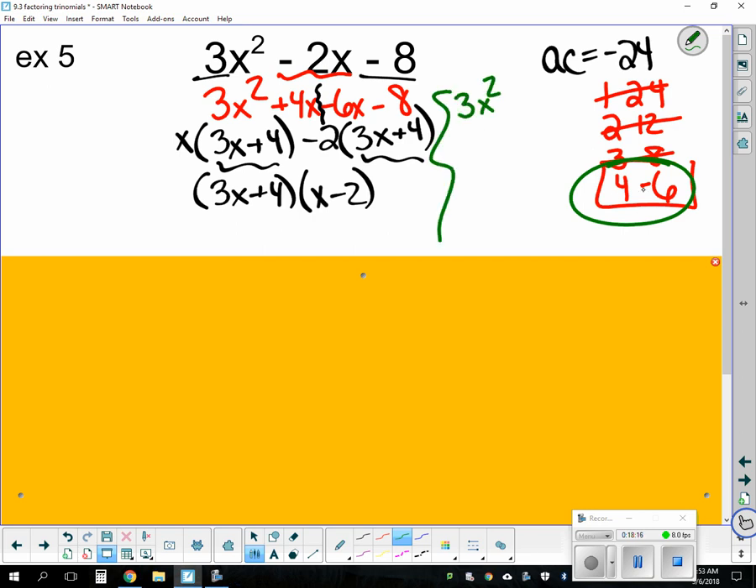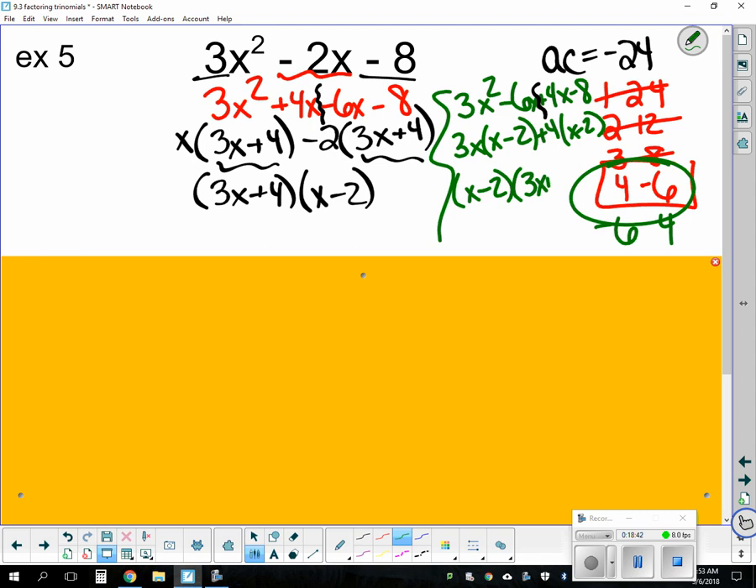Let me put them in the opposite order, because maybe somebody else would have thought negative 6 and 4 instead of 4 and negative 6. So if I put negative 6x and then 4x, so you can see that they're the opposite order. I'm still going to split it in half. Now my GCF is 3x. I'm left with x minus 2. And back here it's a 4. I'm left with x minus 2. I factor out my x minus 2. I'm left with 3x plus 4. Compare my answers. Are they the same?